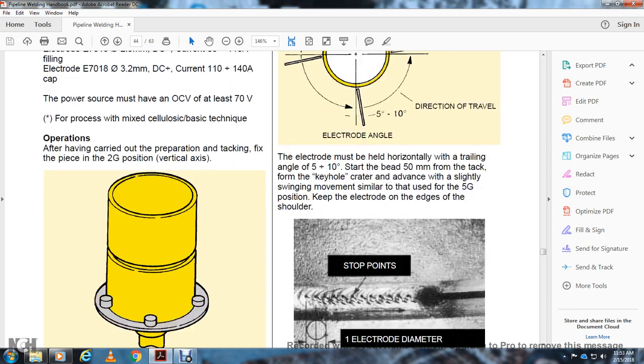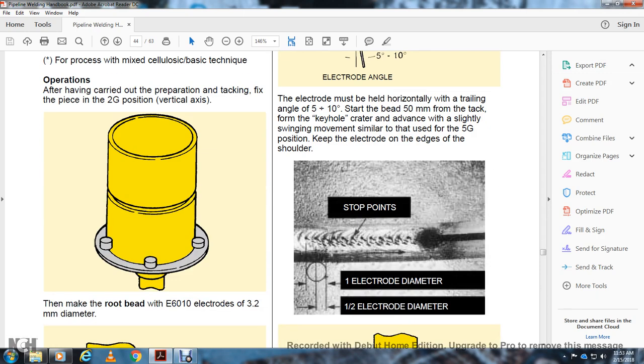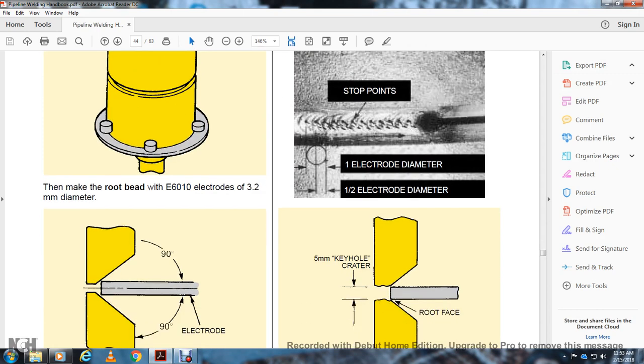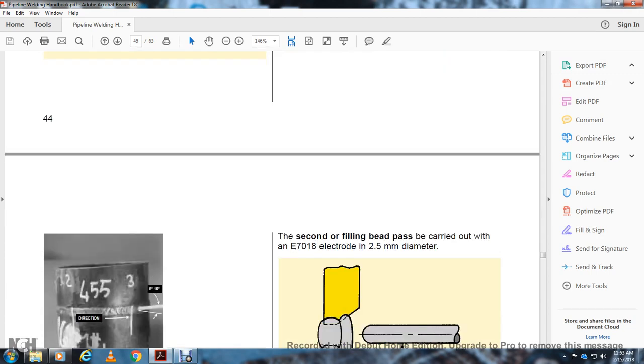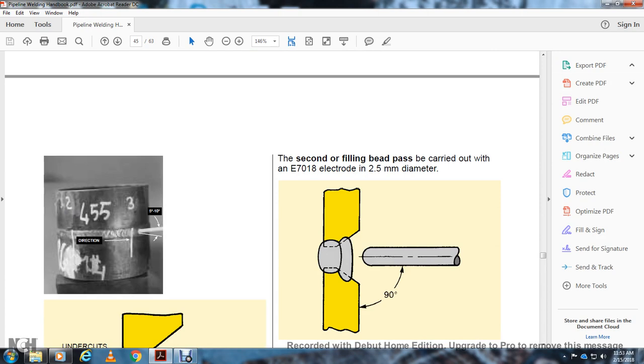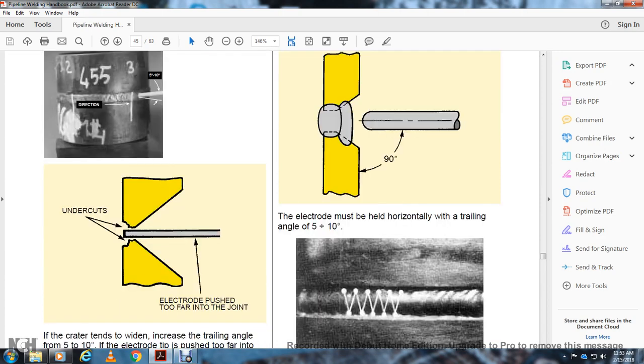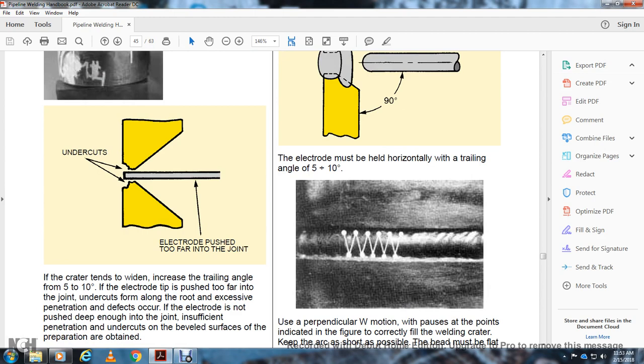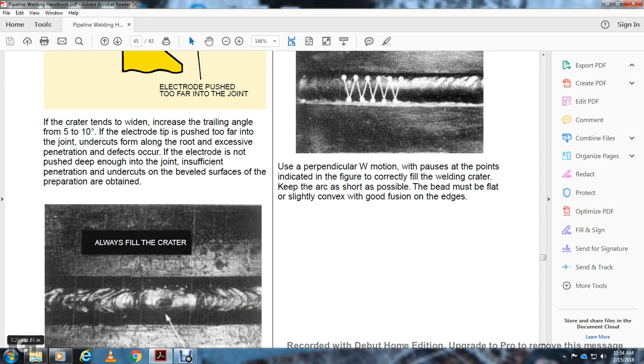Keep the electrode at the edge of the shoulder. Stop position, 1 inch diameter, 1/2 inch electrode diameter, 5 millimeter, keep the crater's root face. Your direction is 5 to 10 degrees, otherwise it comes to undercuts. The electrode is pushed too far into the joint. If greater than 10 degrees, with the widening crease, with the trailing angle of 5 to 10, the electrode is pushed too far into the joint, undercut along the root, excessive penetration. Defects occur if the electrode is not pushed down deep enough into the joint: insufficient penetration, and undercut at the bevel surface of the preparation.